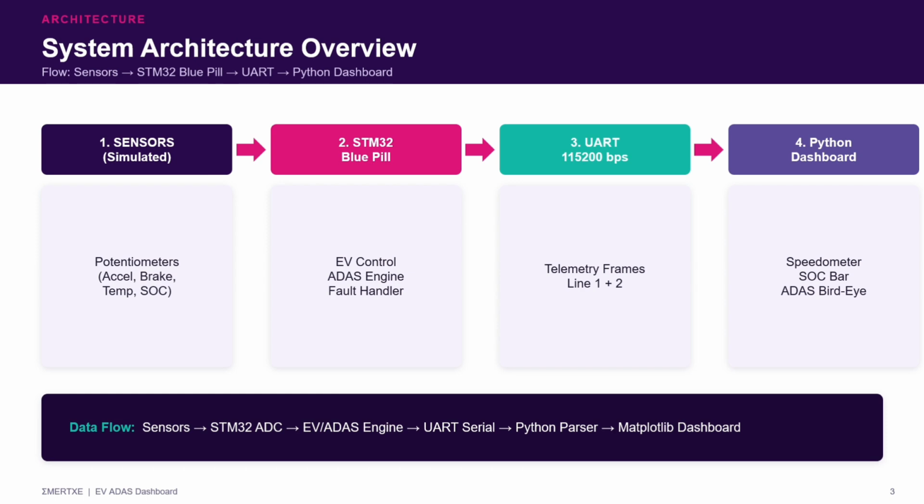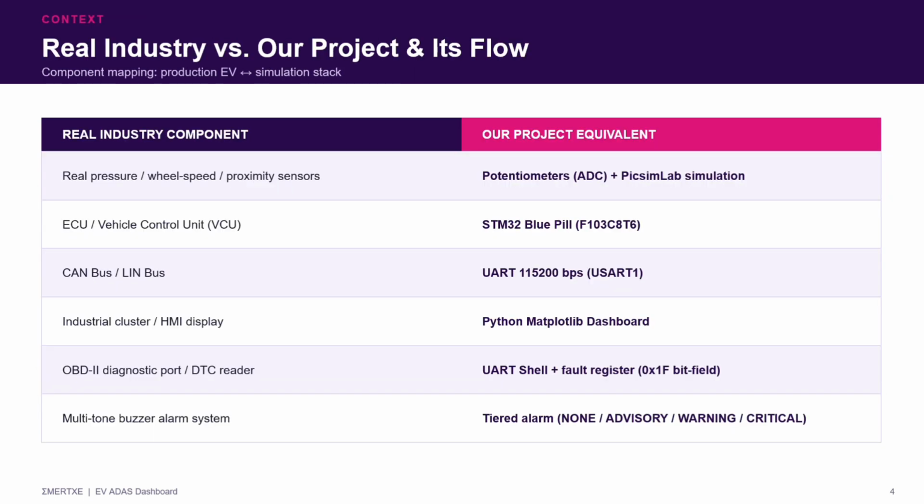So, real industry versus our project. How it works in real industry and in our project: we map every EV component in our simulation. Potentiometers stand in for pressure and proximity sensors. The Blue Pill acts as our ECU, the electronic control unit, UART replaces CAN, and our Python dashboard mirrors an industrial instrument cluster.